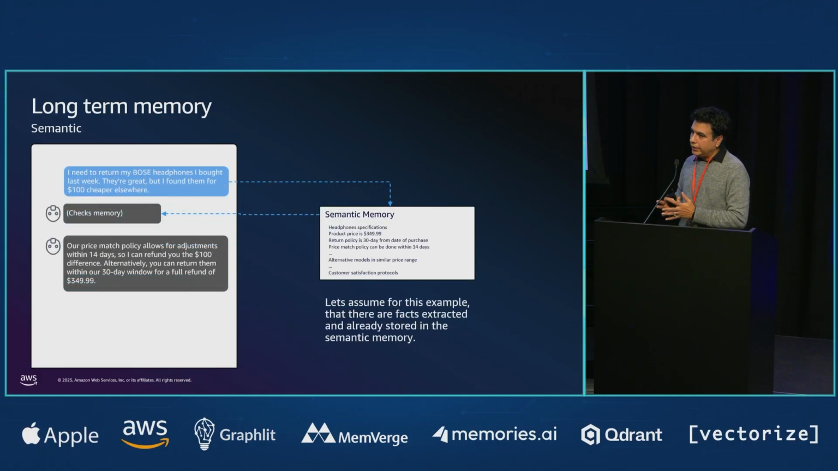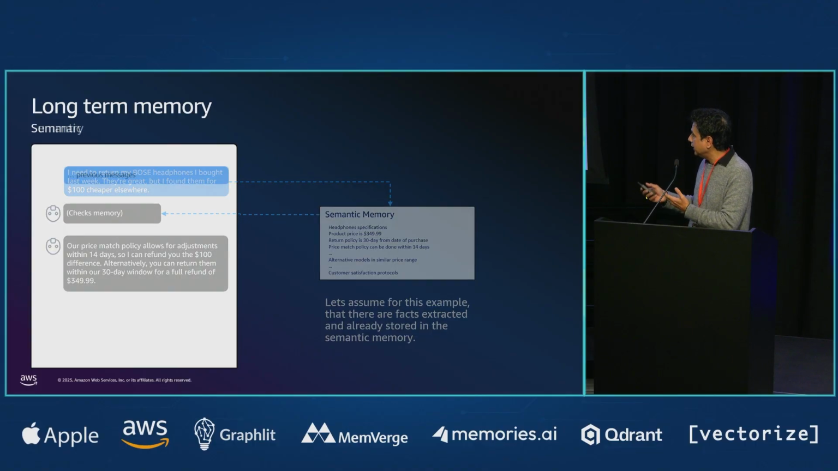So there are three different strategies for long-term memory. One is semantic, where in this particular case, the user is saying, I need to return my Bose headphones I bought last week. These are great, but I got a cheaper one, which is $100 less. Now, in the semantic, we also have those facts, which we are storing. So here, let's assume for this particular example, we already have the facts extracted when the user was having the conversation and it's already stored in the long-term memory.